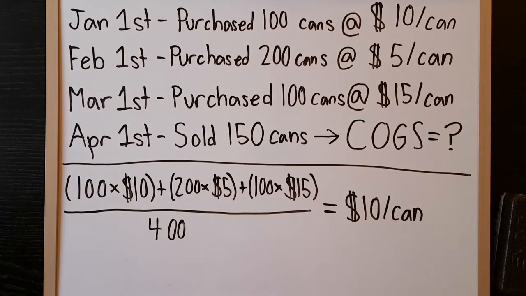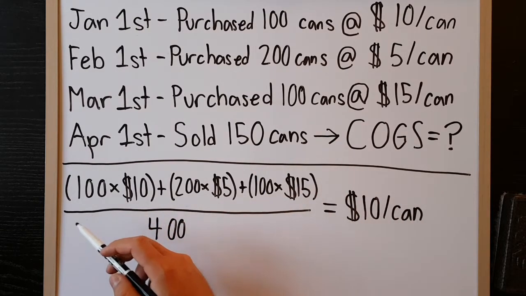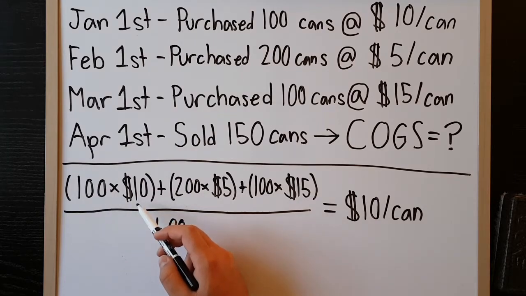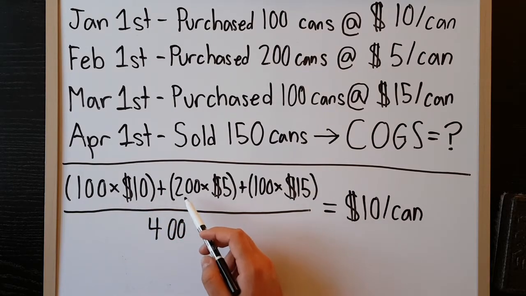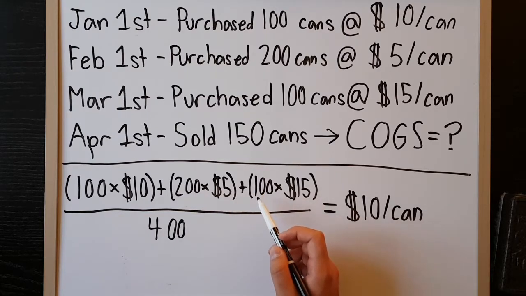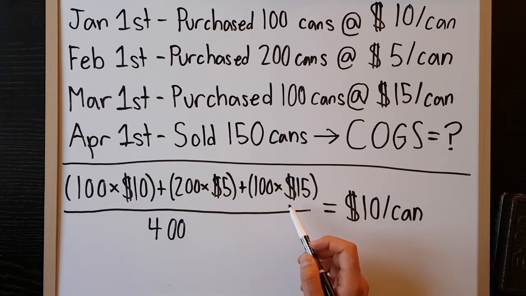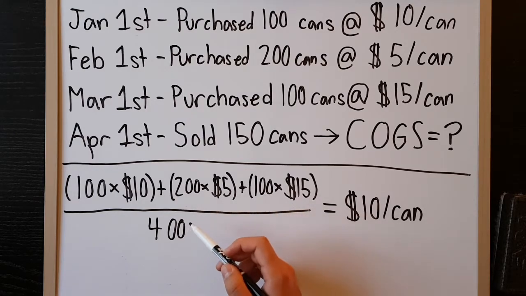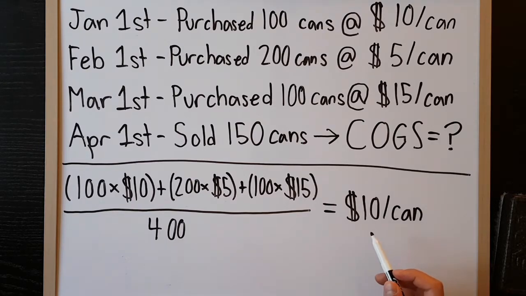First up is weighted average cost. When using this formula, we calculate an average cost per can as follows. So on January 1st, 100 cans are purchased at $10 per can. On February 1st, 200 cans are purchased at $5 per can. And then on March 1st, 100 cans were purchased at $15 per can. So we add these all up and then we divide them by the total number of cans purchased, which was 400. And that gives us a unit cost per can on average of $10 per can.